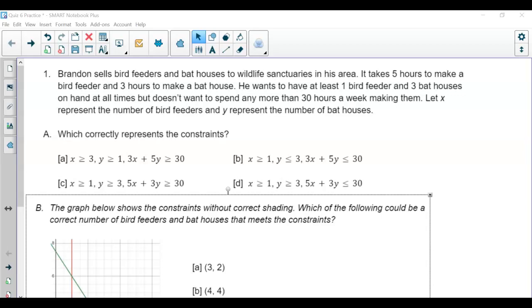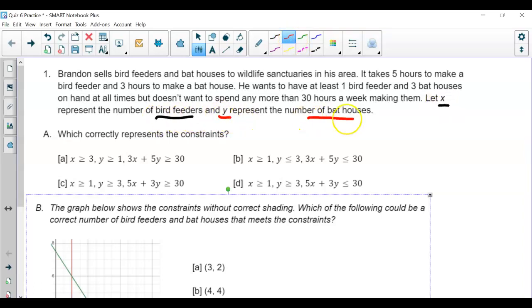Now here I'm going to go to the end because I notice that it states that we're going to let X be the bird feeders, and we're going to let Y be the number of bat houses. So here I've got my X's, which are my bird feeders. In the first statement, it says that it takes 5 hours to make a bird feeder. So that means if bird feeders are X, then X is going to go with my 5 here. Then it says that it takes 3 hours to make the bat house, and Y is our bat house. So I have 5X and 3Y.